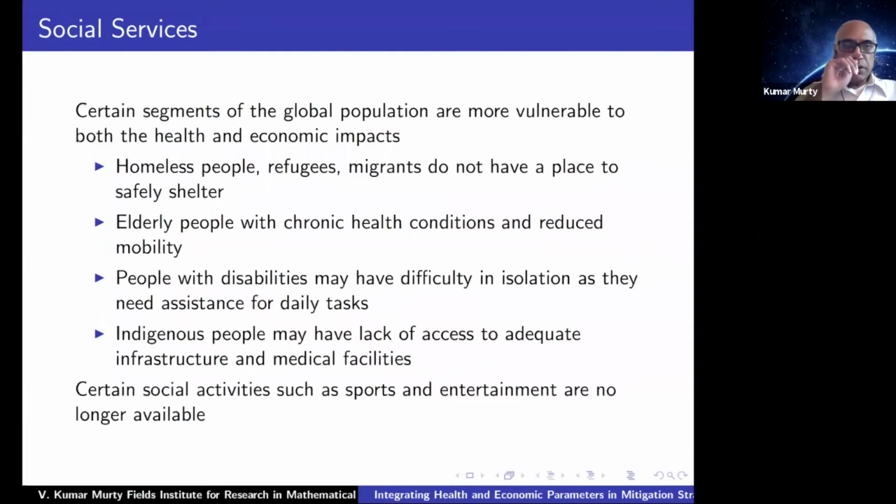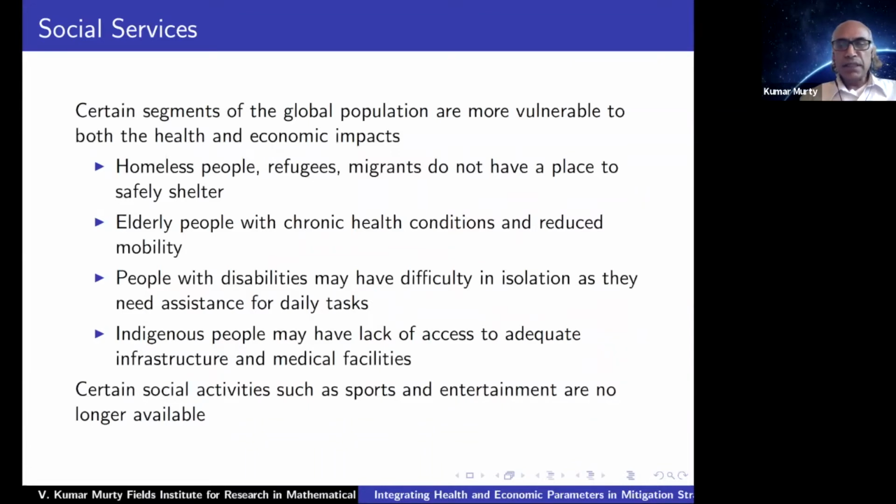Then there are social services. The United Nations has extensive reports about this, and we all know this. We've heard this also in local reporting, that although, as is often said, we're all in this together, it's not the case that all segments of the population are affected equally. Certain segments are more vulnerable. You're homeless people or refugees or migrants. You're told to shelter safely at home, but you don't have a home, so that's a problem.